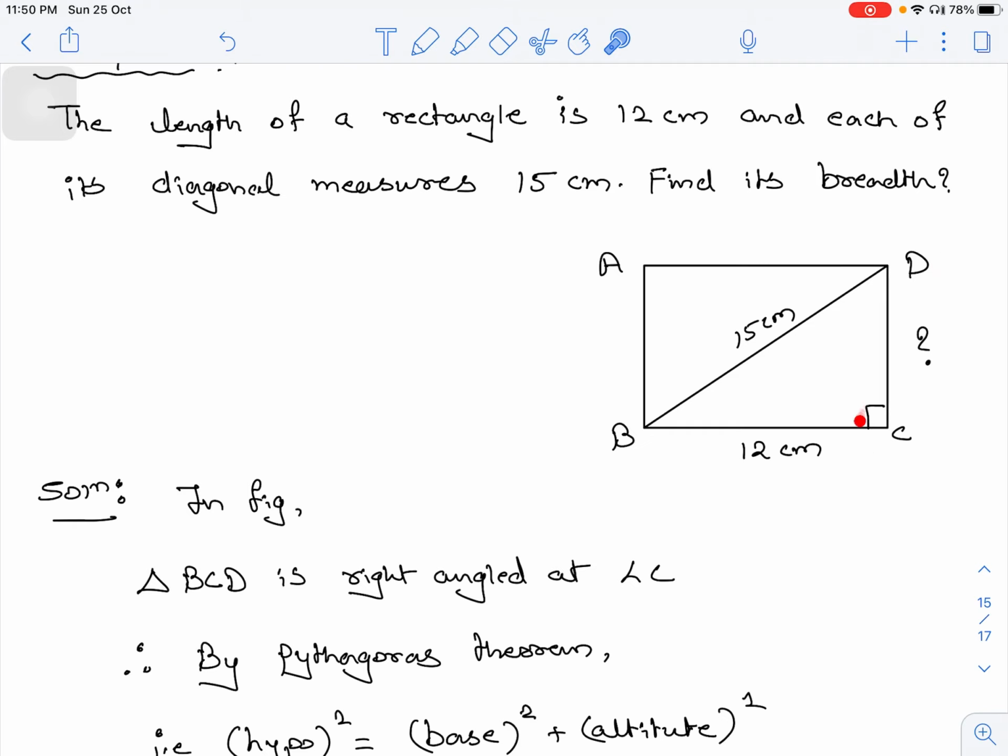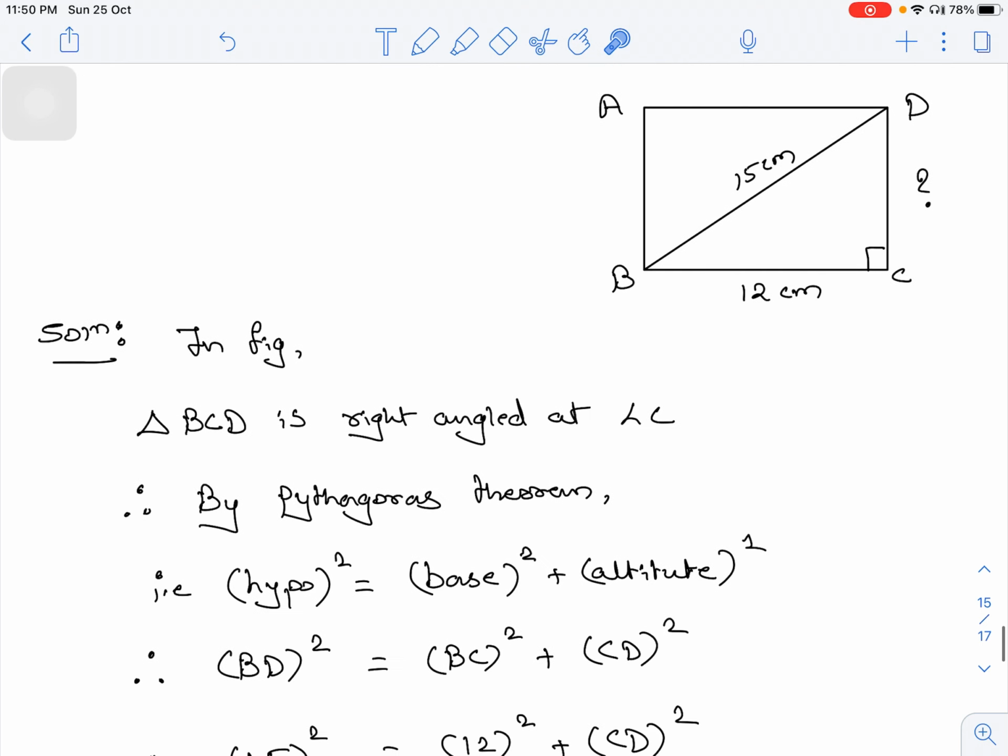with the right angle at angle C. So if it is a right angle triangle, we can make use of the Pythagoras theorem. What is the Pythagoras theorem? Hypotenuse square equals base square plus altitude square. Now in this triangle, what is our hypotenuse? BD is our hypotenuse and its value is 15 centimeter. Let us consider BC as base and CD as the altitude.